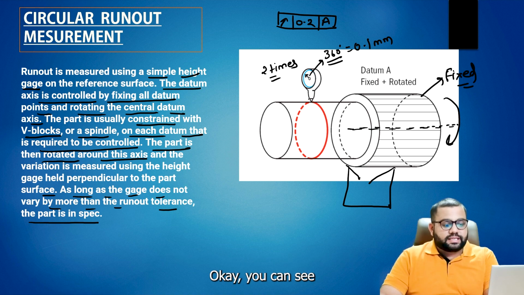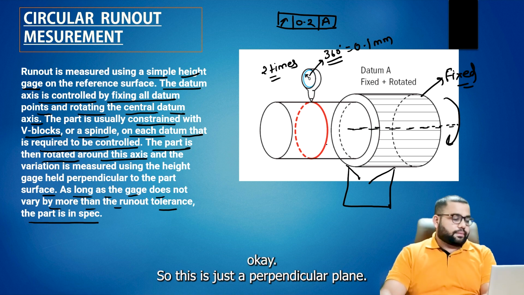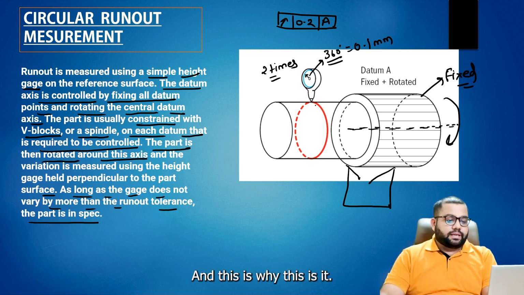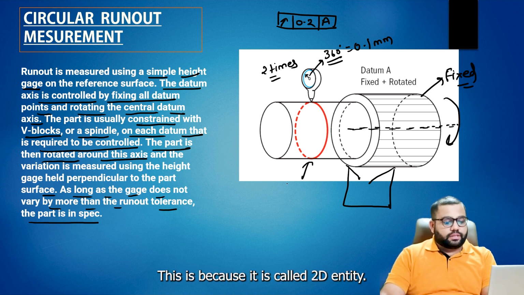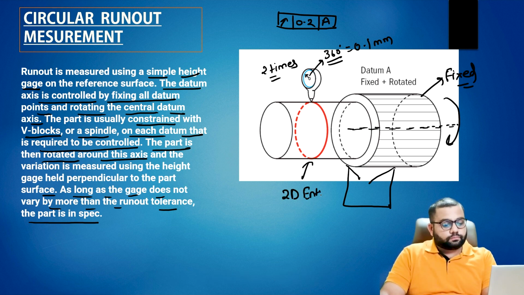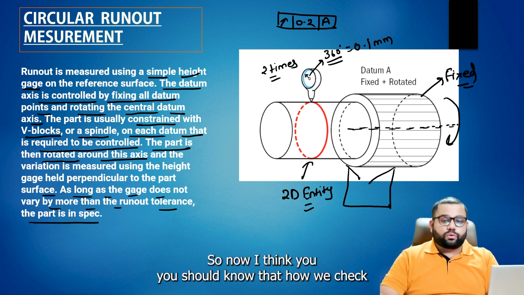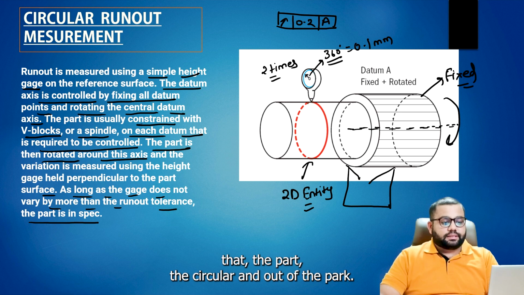You can see it is a perpendicular plane. This is just a perpendicular plane, and this is because it is called a 2D entity. So now I think you should know how we check the circular runout of the part.